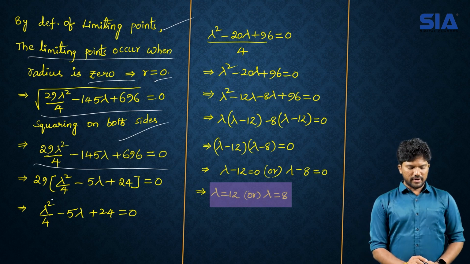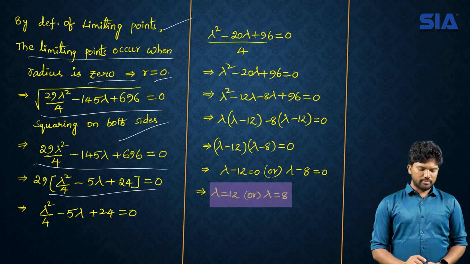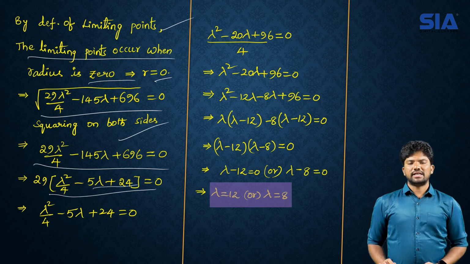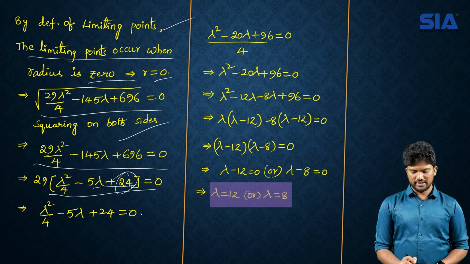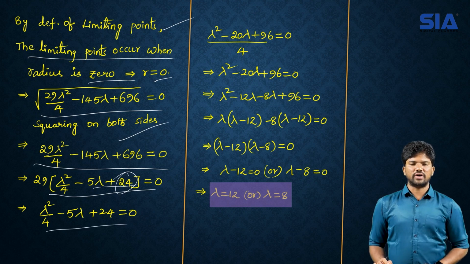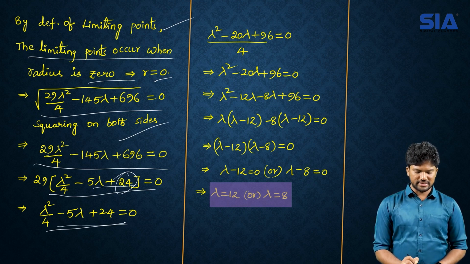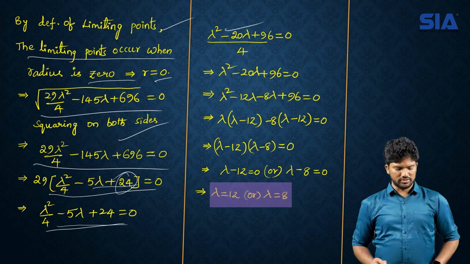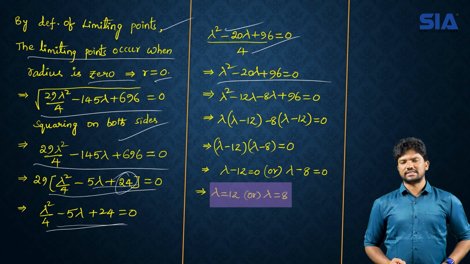Okay, so take 29 common from the total value. If you take 29 common, lambda square by 4 minus 5 lambda from 145, plus from 696 if you take 29 common, 24. So therefore send 29 to RHS, 0 by 29 is 0, lambda square by 4 minus 5 lambda plus 24 is equal to 0. So again take LCM in LHS. So lambda square minus 20 lambda plus 96 by 4 is equal to 0. So send 4 to RHS, lambda square minus 20 lambda plus 96 equal to 0.